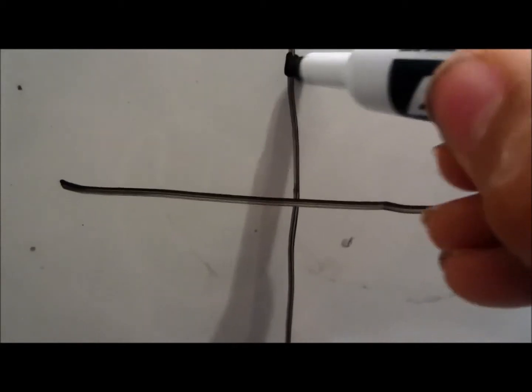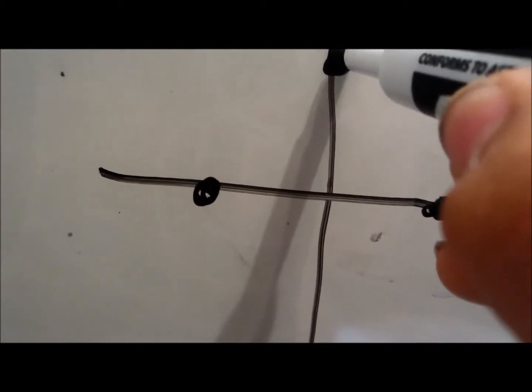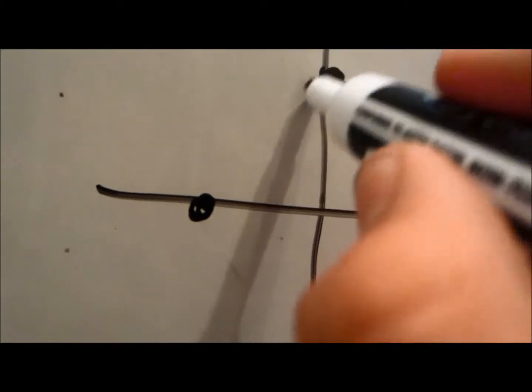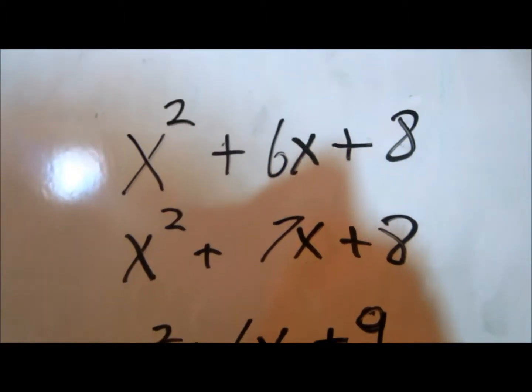To graph a quadratic equation, you put down the vertex, and then the roots, and then draw a curve through each point. There are some practice problems. Try to figure them out. The solutions are at the end of the video.